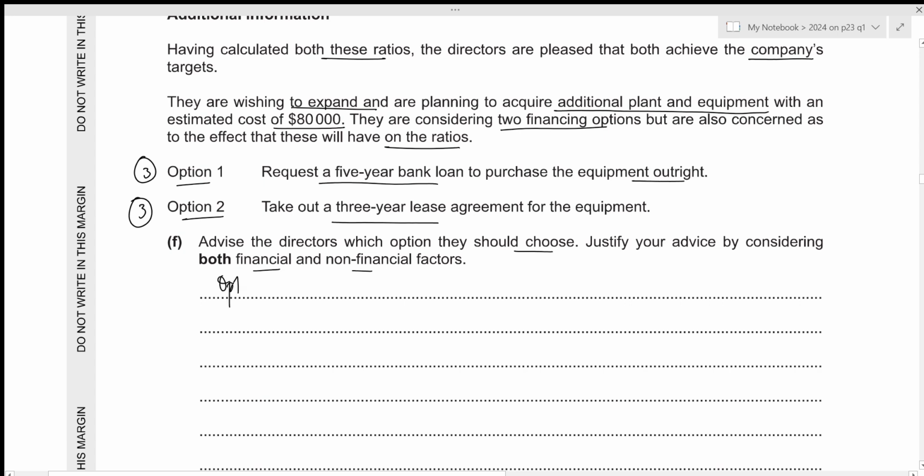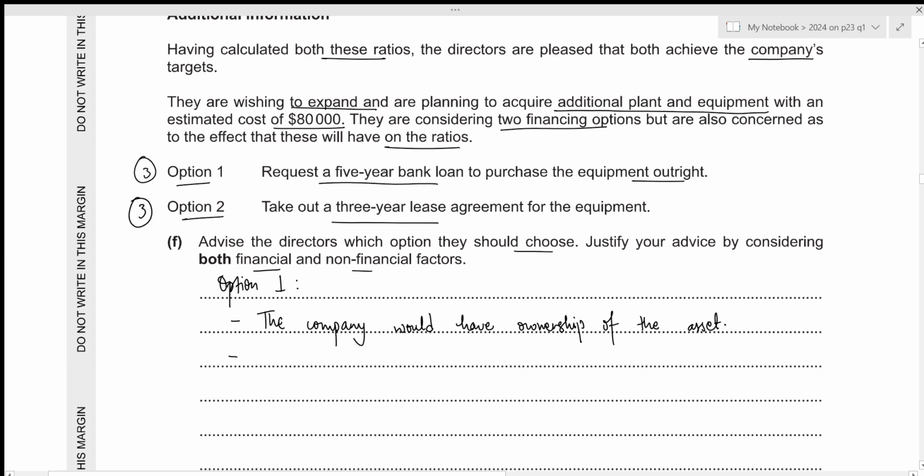Let's start with option 1. And we need to include both the financial as well as non-financial factors. And we also need to frame it such that we are including both the advantages and the disadvantages. Now, the very first advantage of option 1 is that since we are outright purchasing the equipment, the company would have ownership of the asset. Let's write it down. The company would have ownership of the asset.